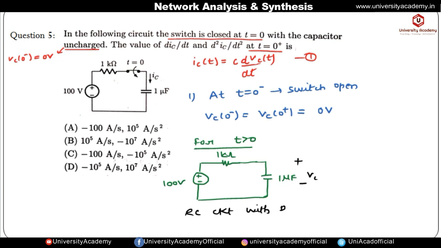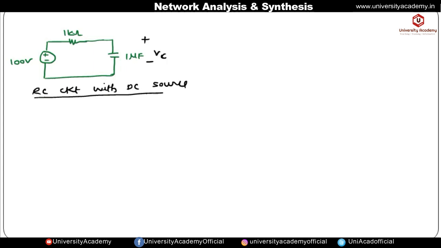So this is an RC circuit with the DC source, so we know the expression to find out vc of t. The voltage across the capacitor is given by Vc of infinity plus Vc of 0 positive minus Vc of infinity into e to the power minus t by tau. This equation is only valid when the circuit consists of a DC source, and here there is a DC source, it means we can use this relation. So we have to find out Vc of infinity. It means we have to find out the voltage across this capacitor under the steady state.